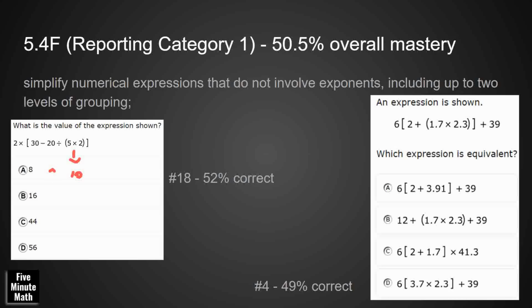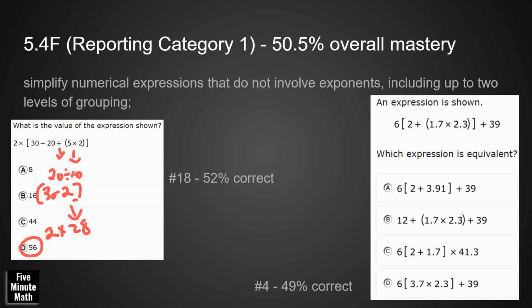Now I can do next this division. 20 divided by 10 is 2. So now what's left within this bracket is 30 minus 2. That's 28. And so now I've got the 2 times finally. So 2 times 28 makes 56. But 2 levels of parentheses there.